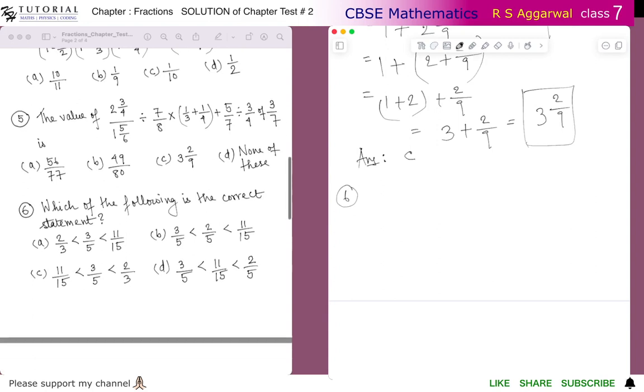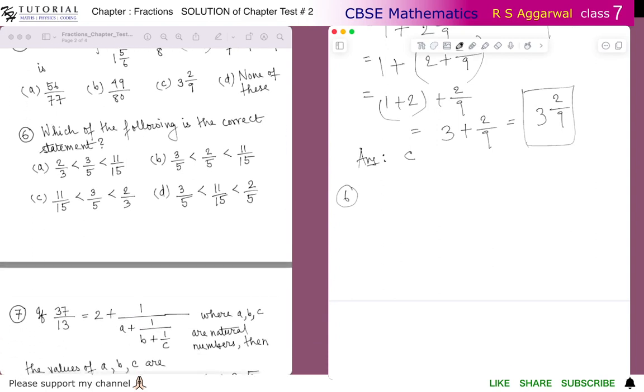Okay, let's see problem number 6. Which of the following is the correct statement? We are given some fractions: 2 by 3, 3 by 5, and 11 by 15, and it is asking about the order of the fractions. So we have to compare these fractions and find the order.